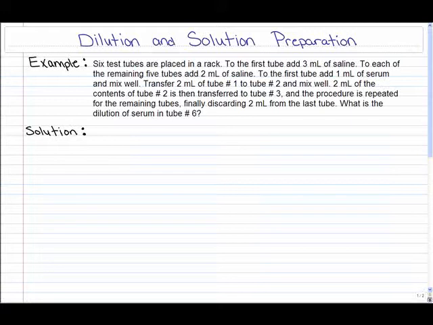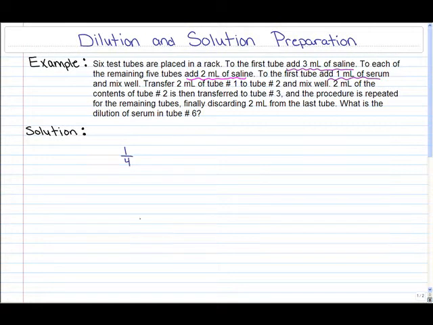When reading this question, you'll see that for the first tube, you're to add 3 milliliters of saline. However, for the remaining 5 tubes, you're to add 2 milliliters of saline. Well, let's go back to the first tube. You're to add 1 milliliter of the serum and mix it well. So let's take a look at that first tube. That first tube would consist of 1/4.